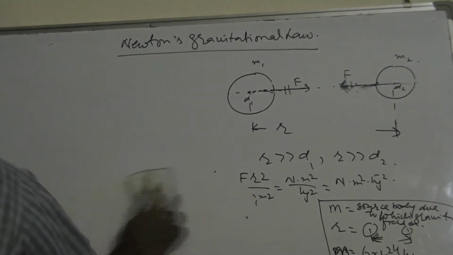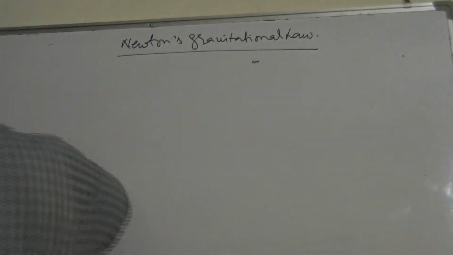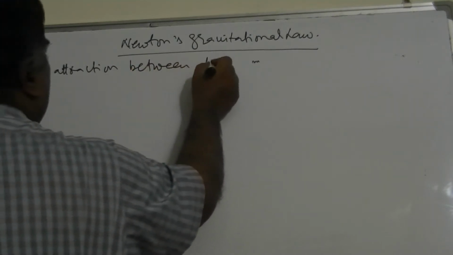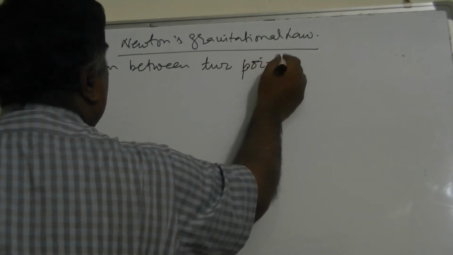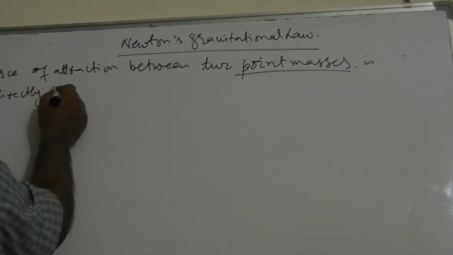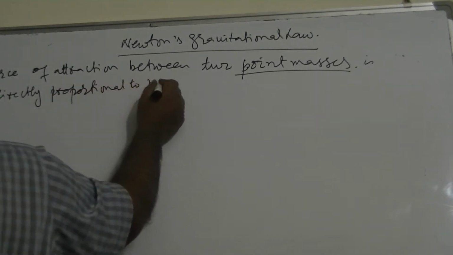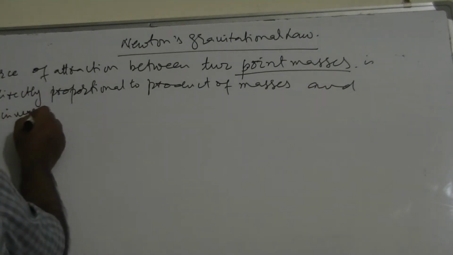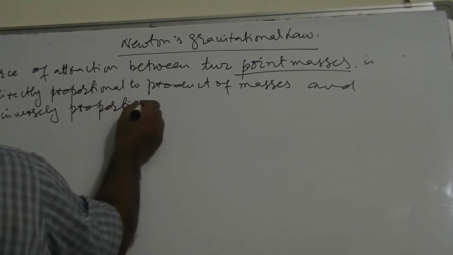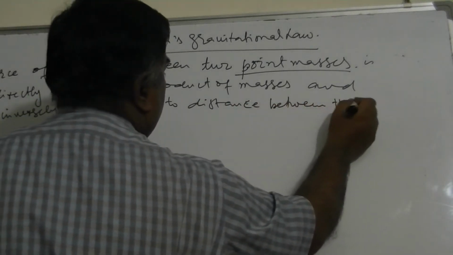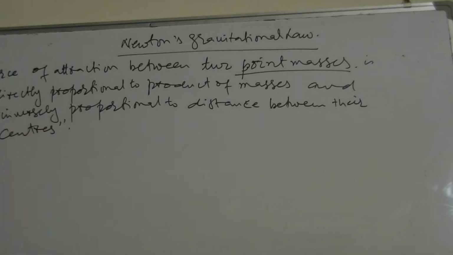Now I can state this law in words also. What is the word form of this law? I'll say the statement is: force of attraction between two point masses. I will write, between two point masses. This is very much essential. This force is directly proportional to the product of the masses and inversely proportional to the square of the distance between their centers. This is the law in words.